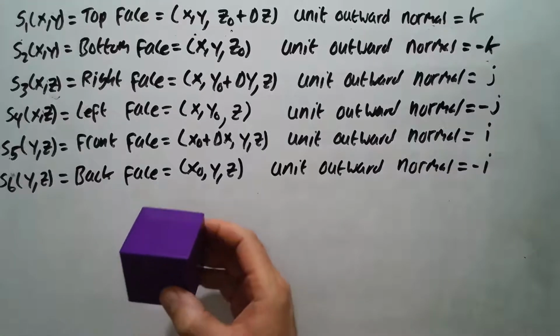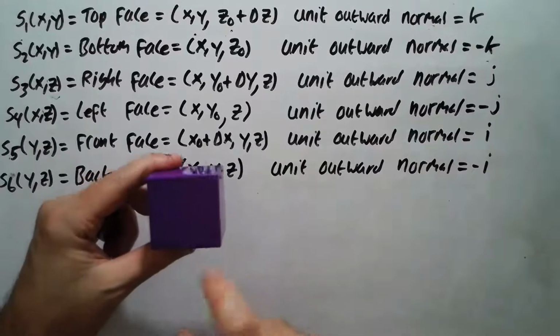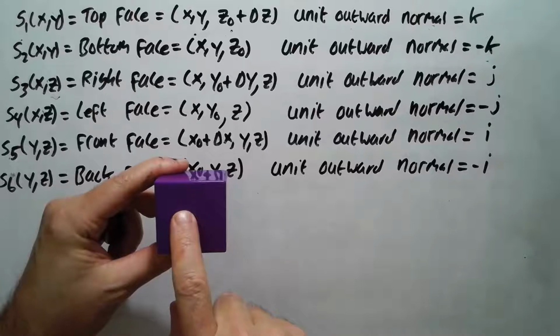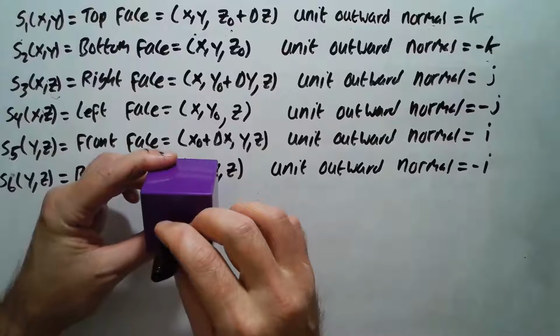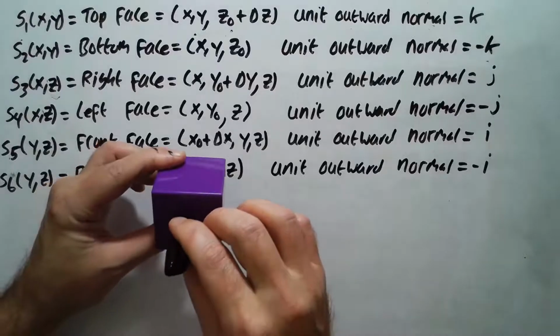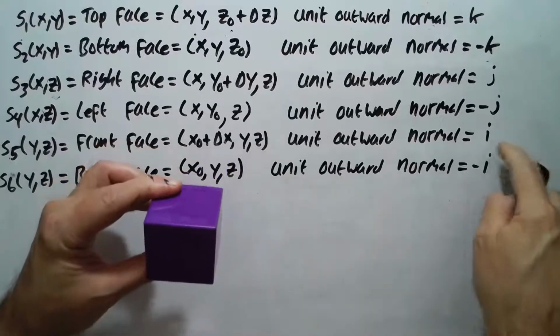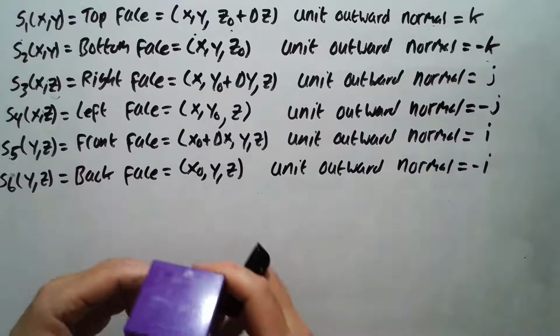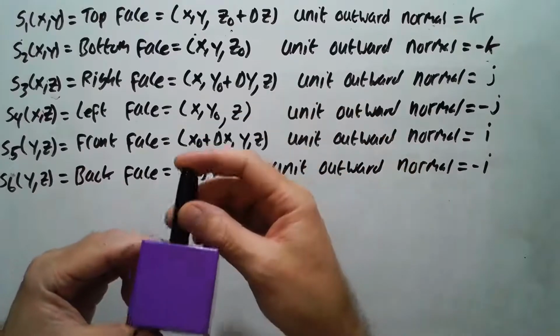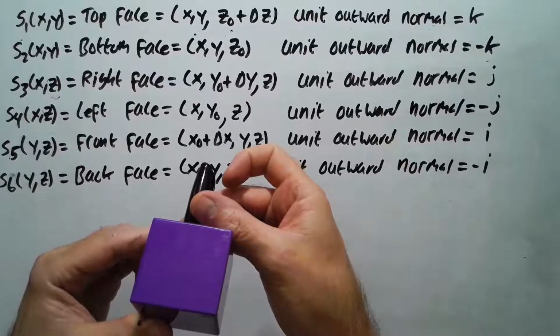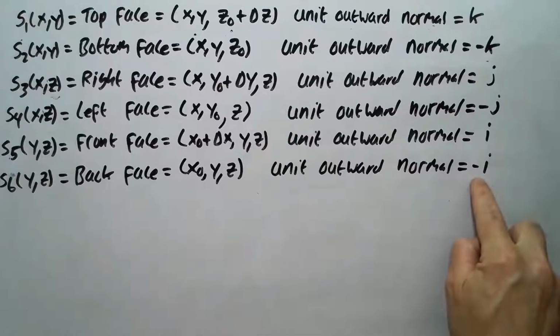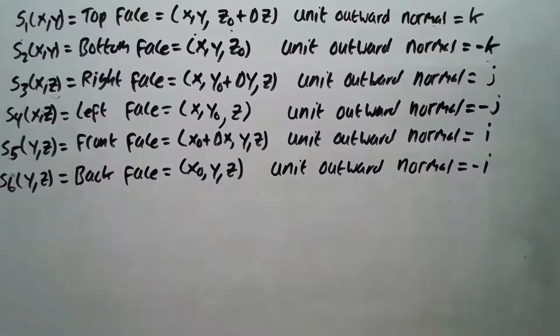And then the front face would be here, so the unit normal vector sticking out of the front face would be this direction, and that's pointing in the x direction, so it would be i. And lastly, the back face would be back here, so the unit normal vector sticking out of that would be pointing in the negative x direction, so it'd be negative i. Okay, so let's keep going.